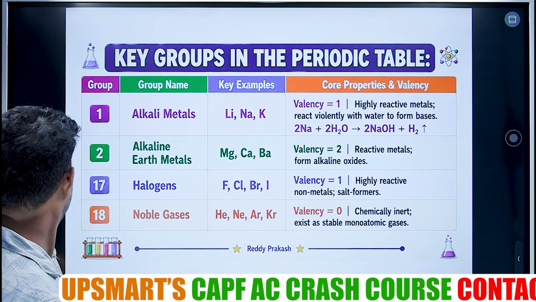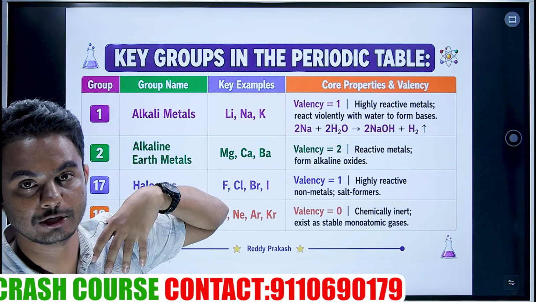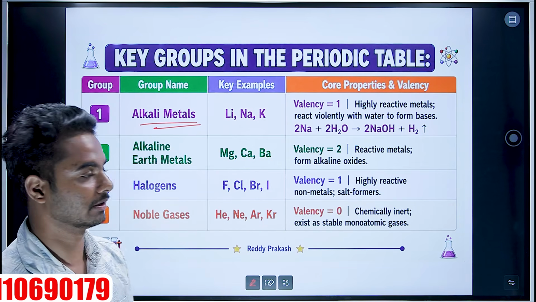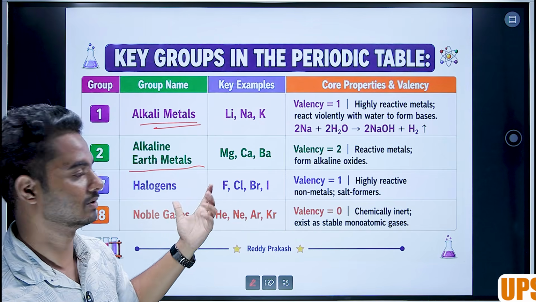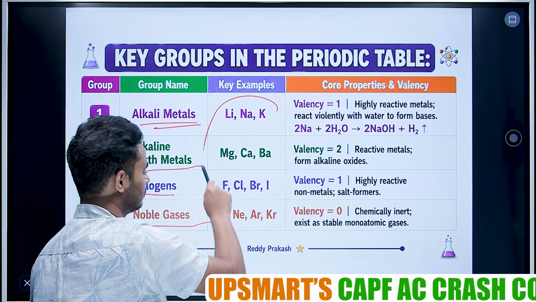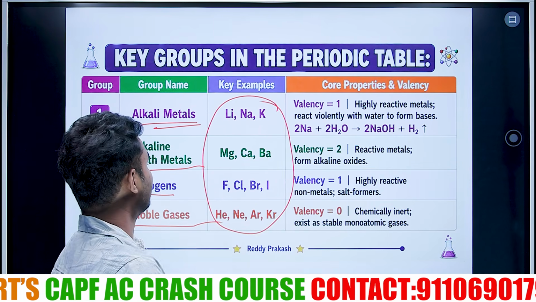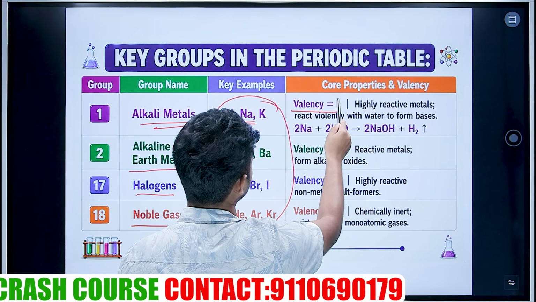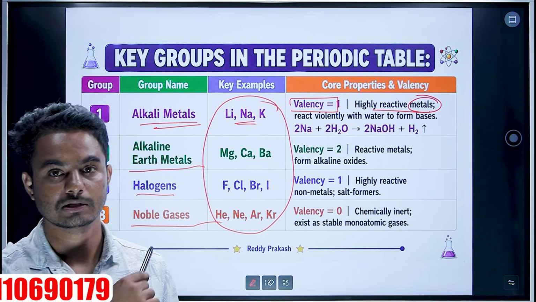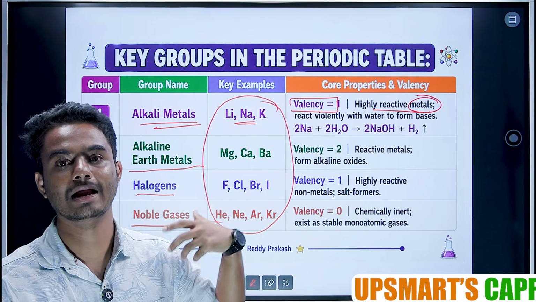Next, key groups, which I already explained to you. This will be a recap. Group 1 are called alkali metals. Group 2 is alkaline earth metals. Group 3 is halogen. Group 4 is noble gases. They might give these elements and they might tell you to match it. Okay, so be prepared. Why the alkali metals? Because valency is 1. These are highly reactive metals. I told you on the left corner we have metals. Right corner we have non-metals. But the left corner and right corner are highly reactive.